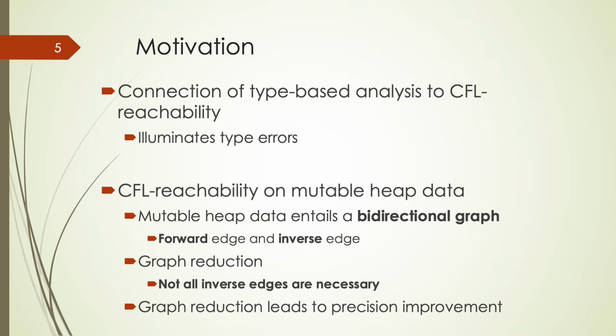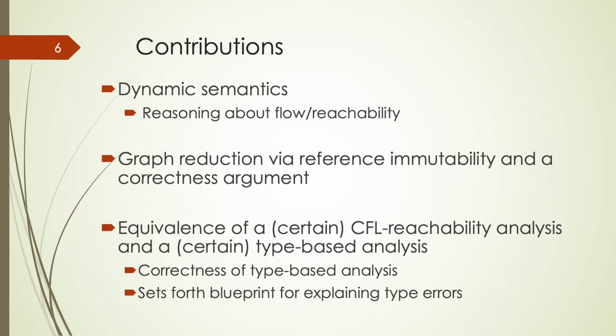But as we delved deeper, we found that there was room for better understanding of CFL reachability in the presence of mutable heap data. With the standard approach, mutable data entails a bidirectional graph where essentially each statement triggers both a forward and an inverse edge. We came upon a graph reduction strategy, and graph reduction typically leads to precision improvement.